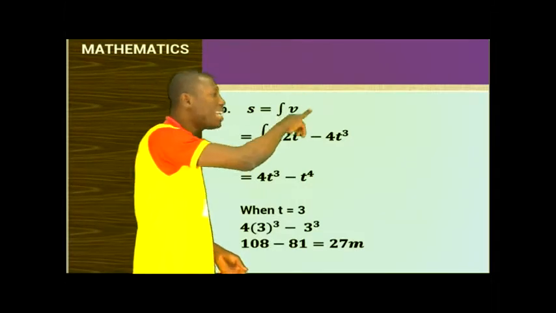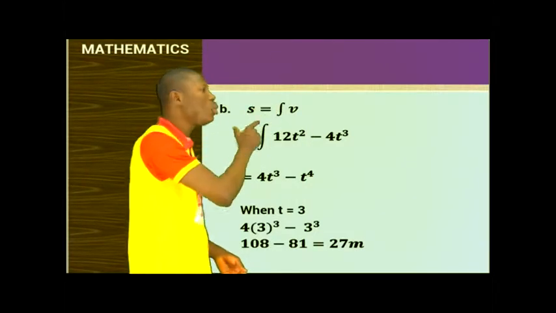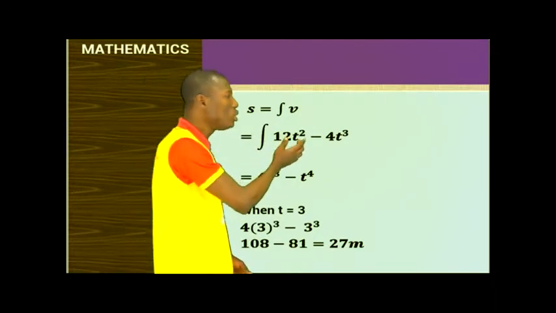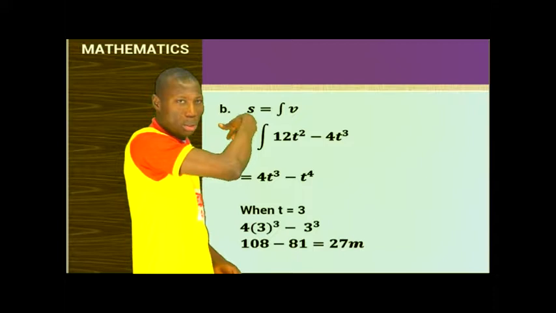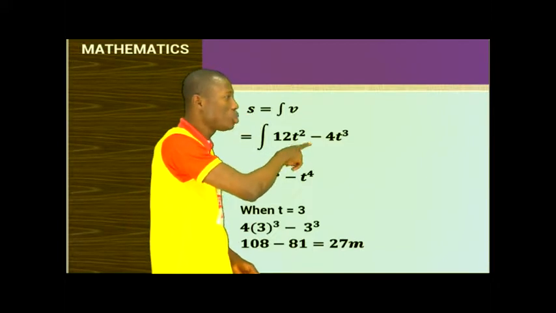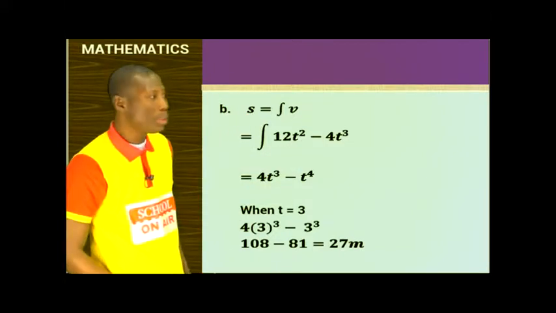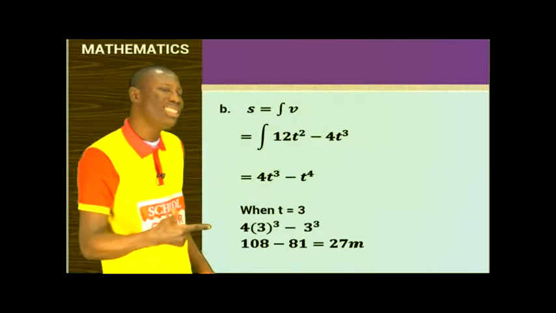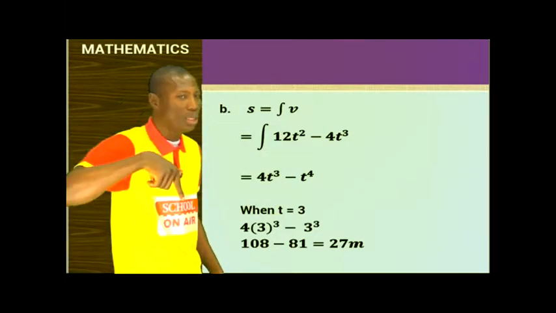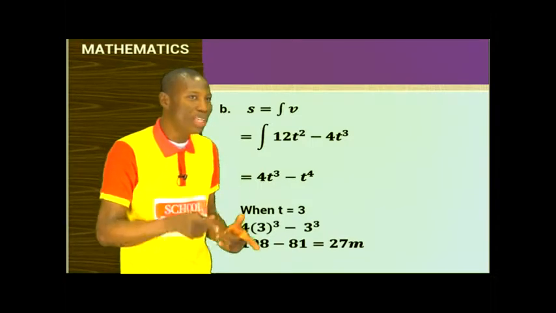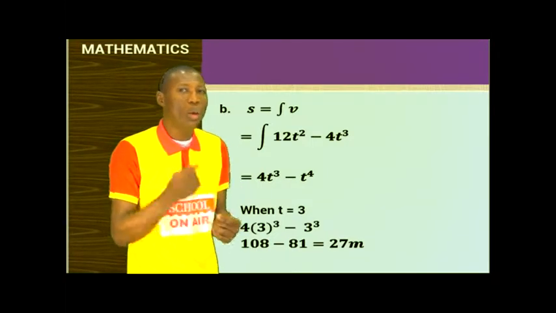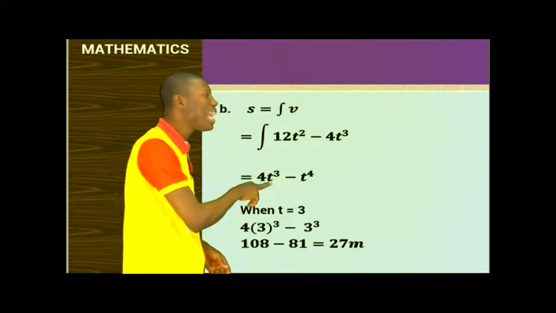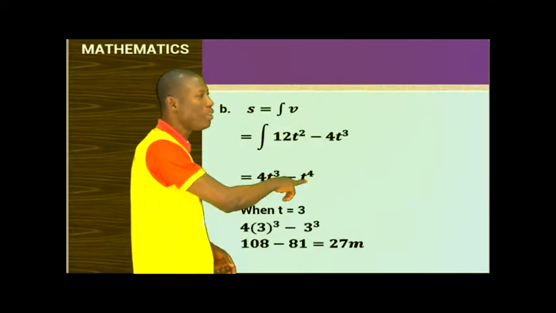We got our velocity earlier. Now, to get the displacement, we need to integrate our velocity. In the previous solution I have 12t squared minus 4t cubed. I'm integrating acceleration twice: first I integrate acceleration to get velocity, then I integrate velocity to get displacement. Here I get 4t cubed minus t to the power 4.